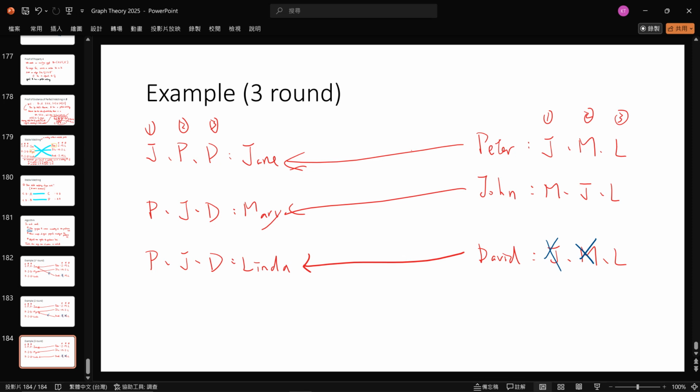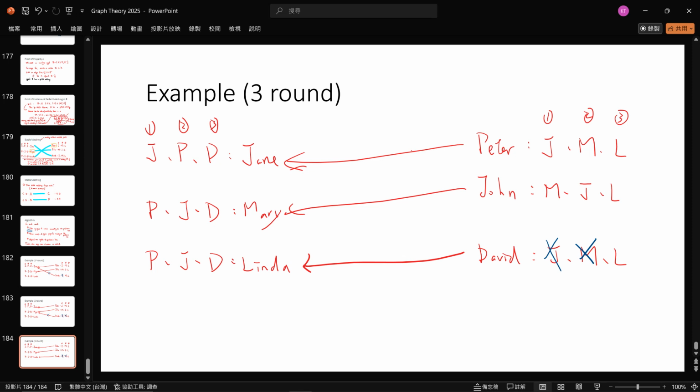And only Linda receives a proposal in the third round. So Linda, well, she has no choice because she only receives one proposal. So she can only accept the proposal from David. Okay? So no one is rejected in this round, and everyone is matched to someone else. So this finishes the algorithm.